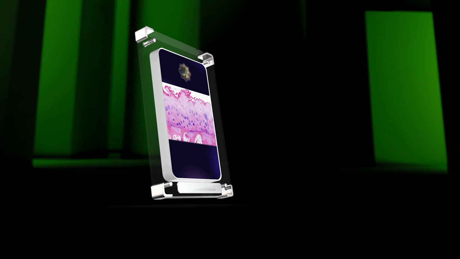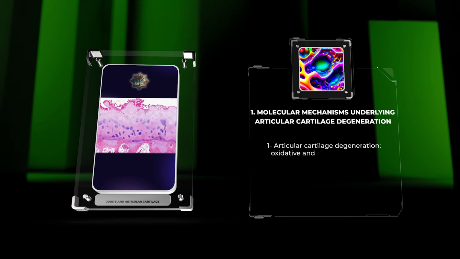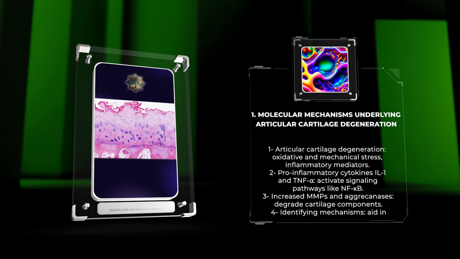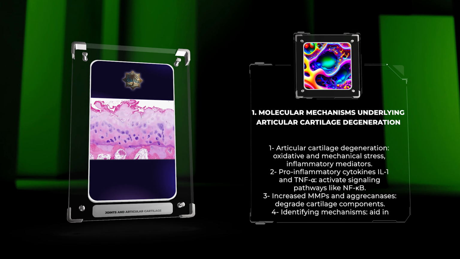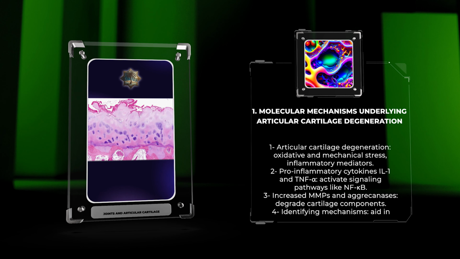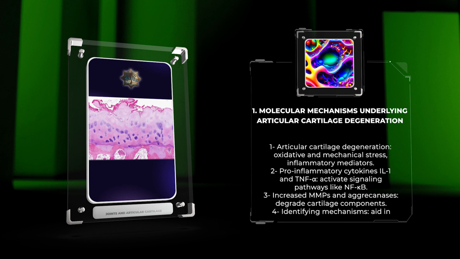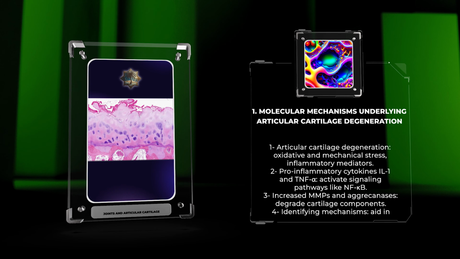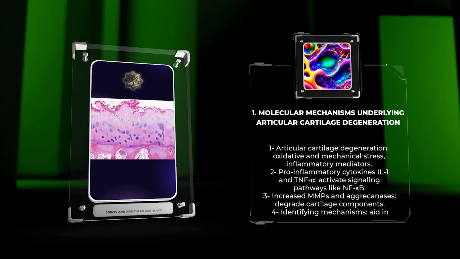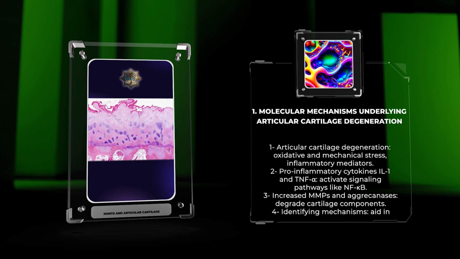Articular cartilage degeneration involves various factors such as oxidative and mechanical stress, as well as inflammatory mediators. Pro-inflammatory cytokines IL-1 and TNF-alpha activate signaling pathways like NF-kappa B, leading to increased MMPs and aggrecanases, which degrade cartilage components. Identifying these mechanisms can aid in developing treatments for cartilage degeneration.